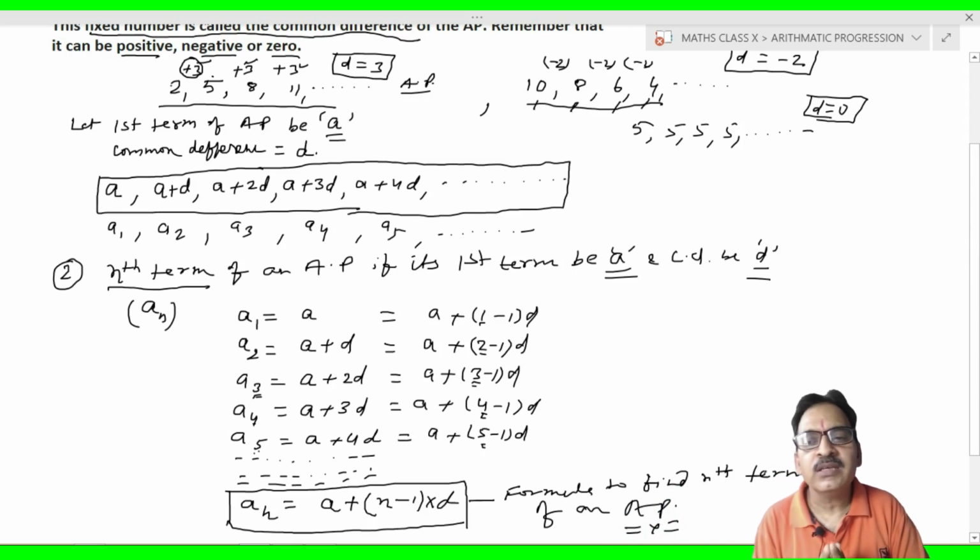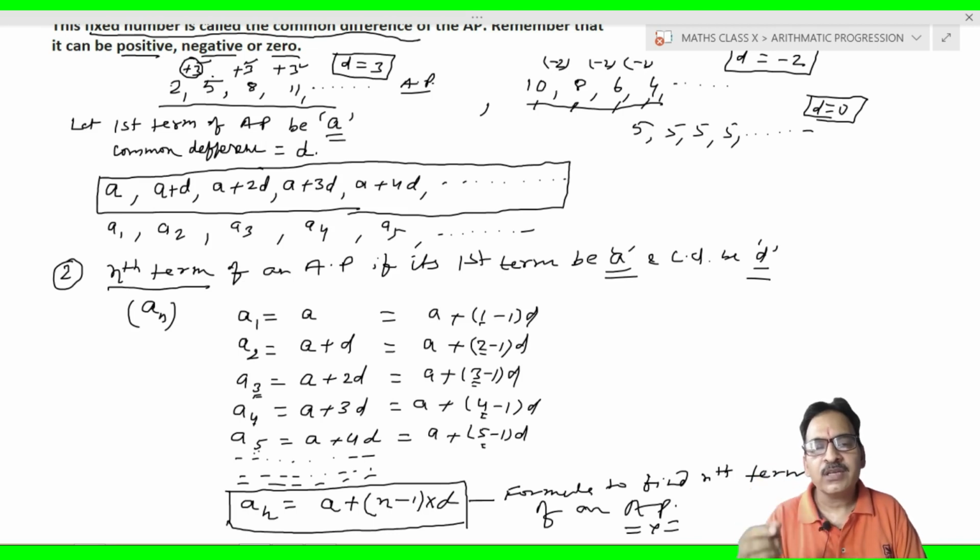Understood? So this is the first formula we obtained, we derived by using this method: An equal to A plus n minus 1 into D.